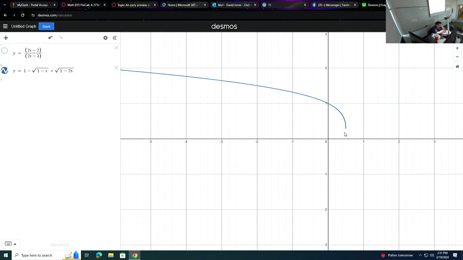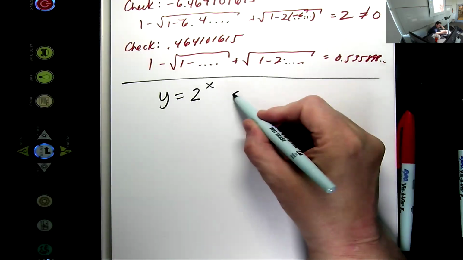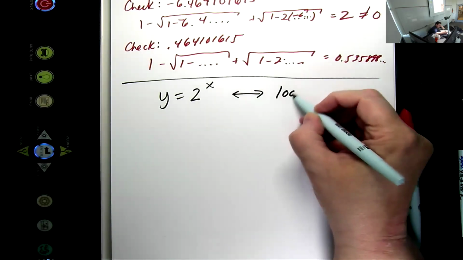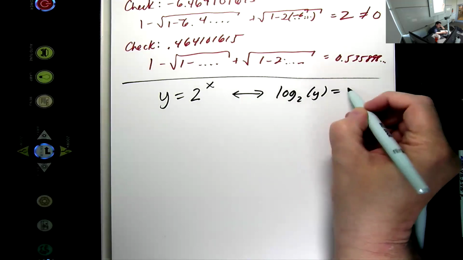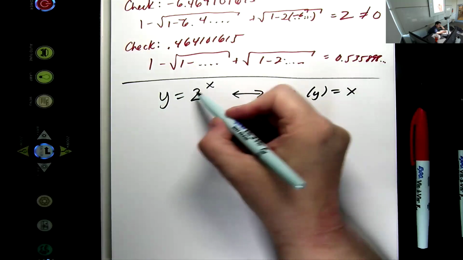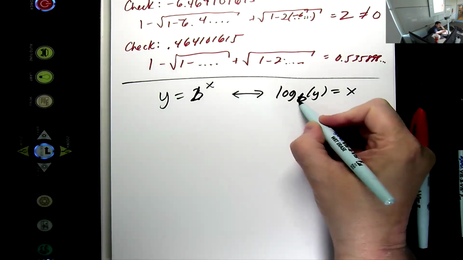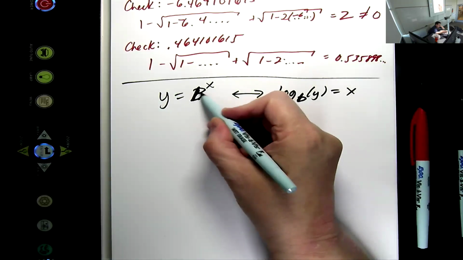If I have y equals 2 to the x, this is the same thing as log base 2 of y equals x. That's just the rules. And it doesn't have to be a 2, it's any base. So I'll just change it to a b. B for base, maybe we'll make it a capital B.